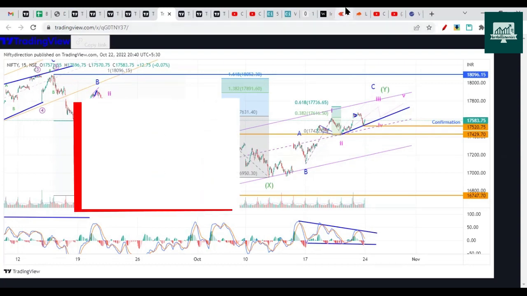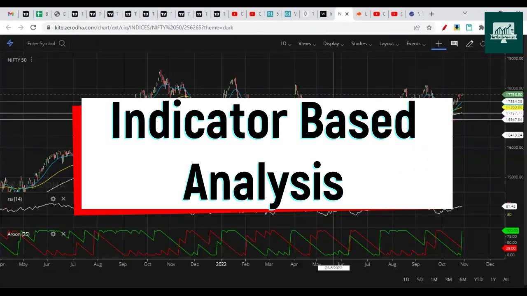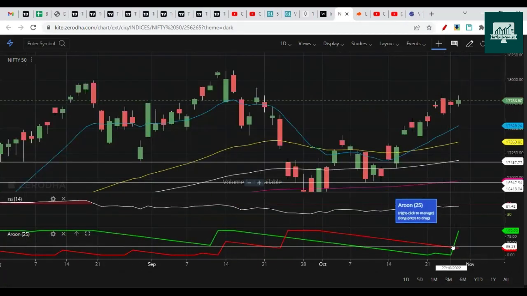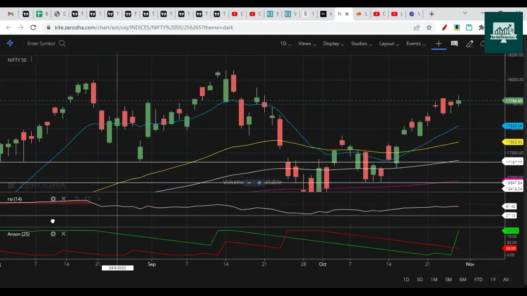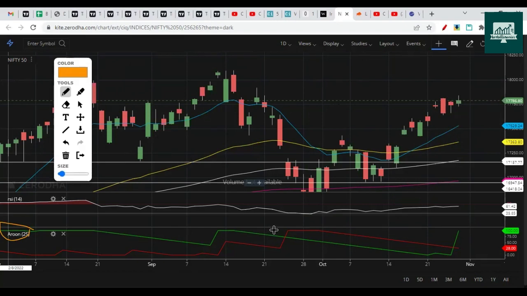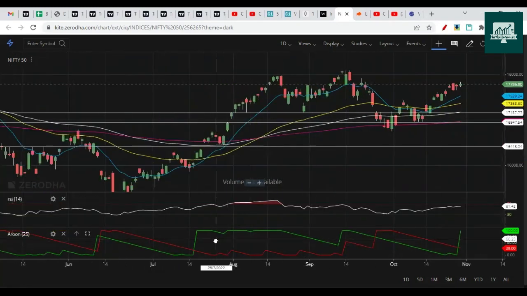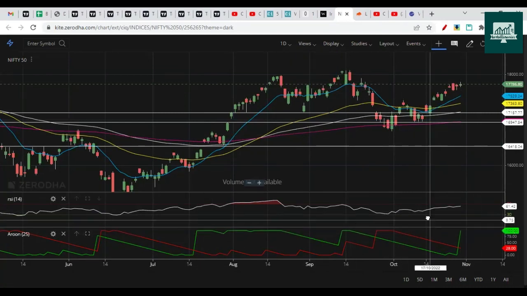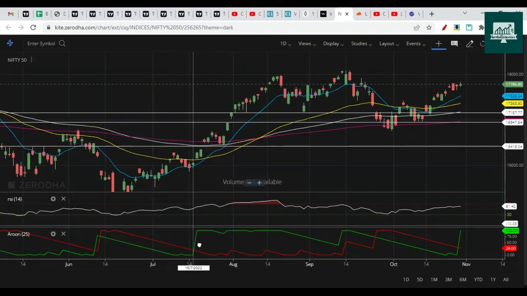So let's get started with indicator based and price action based analysis. Here you can notice the first thing, that Aroon has turned very bullish. Aroon is a 25 period indicator. It indicates the trend and it takes time into consideration. Here you can see it has turned bullish, it has gone to extremely bullish zones. When it goes to extremely bullish zones, there is a chance that a potential breakout will be coming in the next couple of days.